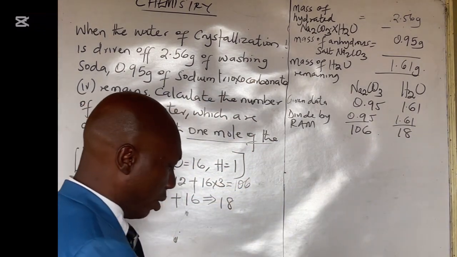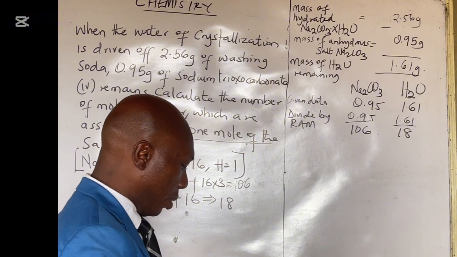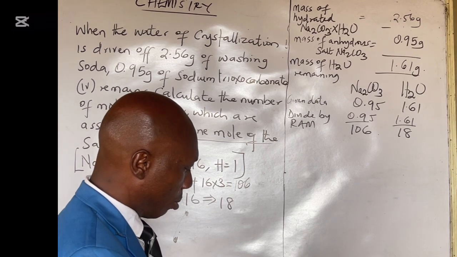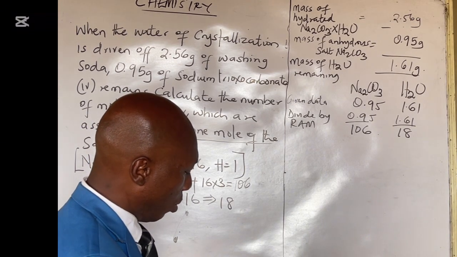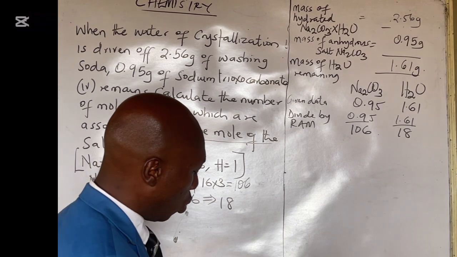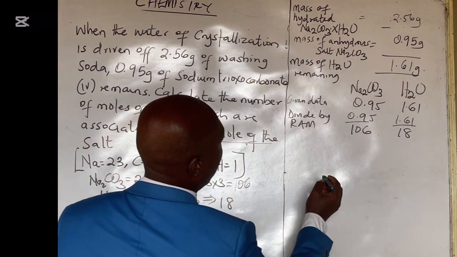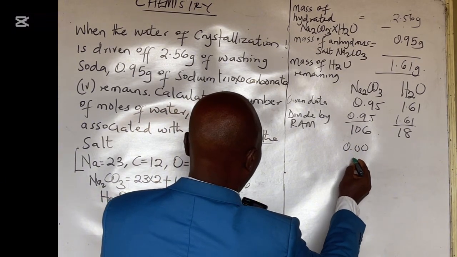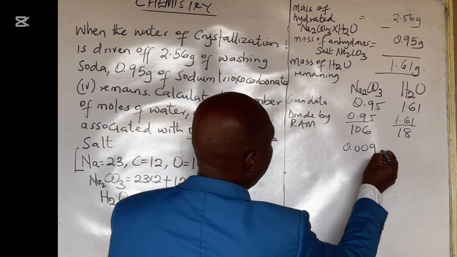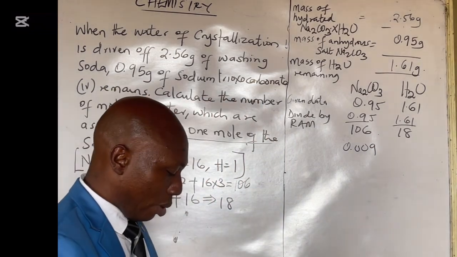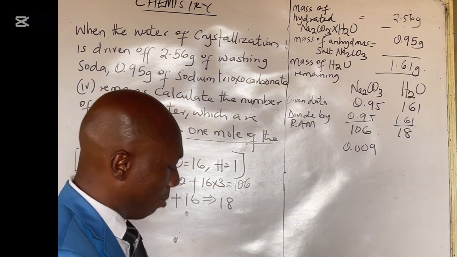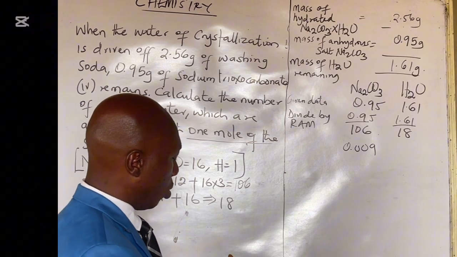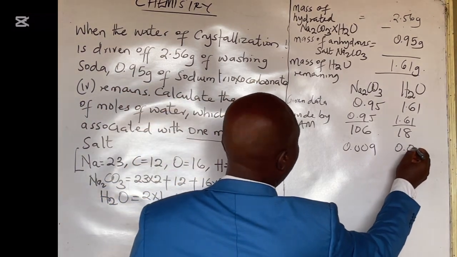So we do that very well. We have 0.95 divided by 106, which gives about 0.009. Then we have 1.61 divided by 18, and we have 0.09.